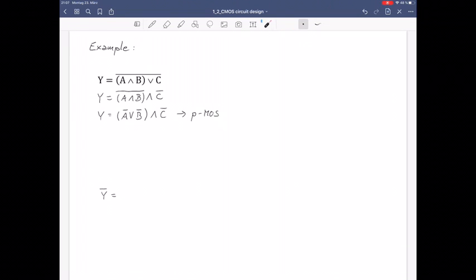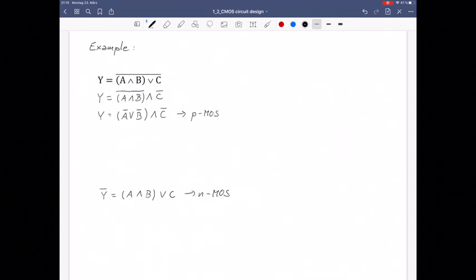So I'm writing y equals, and inverting the left side yields y bar. Inverting the right side: if you look at the right side of the original equation, we have the inversion bar here. Inverting yields a double inversion, which cancels out. So we can write y bar equals A and B in brackets, or C, and that's it. So this is the equation for the NMOS block.